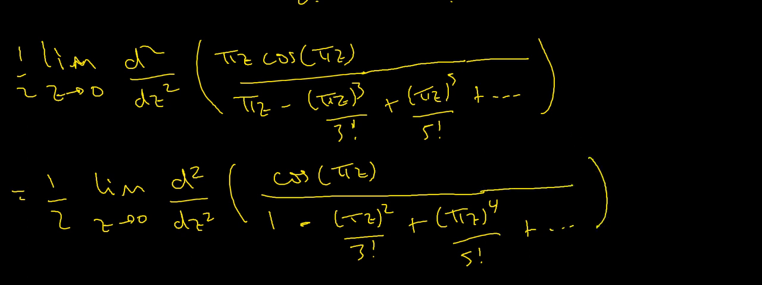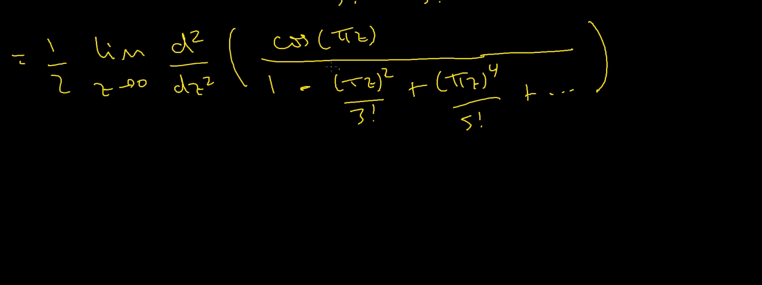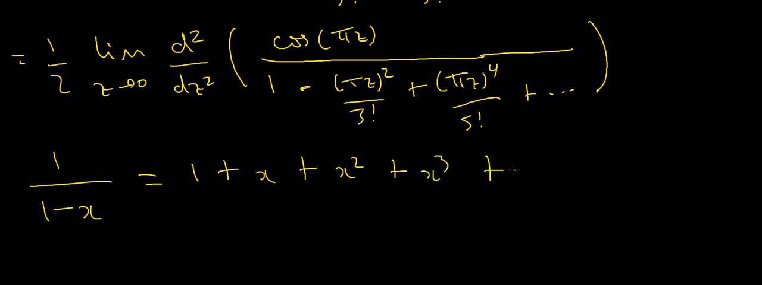And I want to do a little bit better than that. I want to see if I can write 1 over 1 minus (pi z) squared plus and so on in terms of a power series. So I want to write that as, let's say, 1 plus some constant times z plus some constant times z squared, and so on. So in other words, I want a power series to replace this denominator. So recall that the geometric series for 1 over 1 minus x, which converges if x has modulus less than 1, not that that's important here, is just equal to 1 plus x plus x squared plus x cubed plus higher order terms.